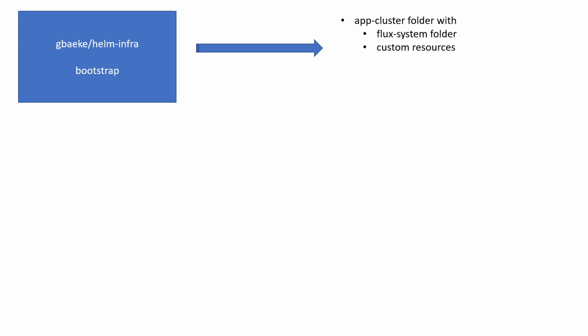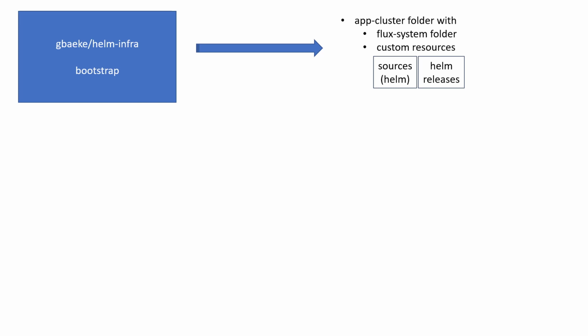That folder will contain the Flux system folder. And of course, to the folder that you choose, in our case, that's an app cluster folder, you can add custom resources. Now, in this installment, we're going to take a look at creating sources, but instead of Git sources, we're going to create Helm sources. And we also look at creating Helm releases to deploy Helm charts to our cluster.